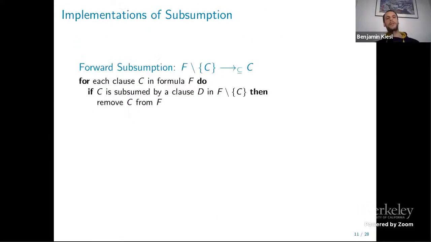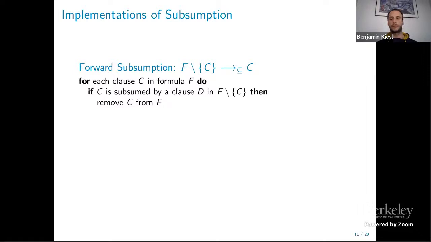Now, when you implement subsumption and the removal of subsumed clauses, you distinguish two kinds. The one is forward subsumption, which is straightforward. You just go over each clause in your formula, and then you check if one of the other clauses in the remaining formula subsumes it. Now, if that's the case, then you just remove the clause, and you do this until you've removed all your subsumed clauses.